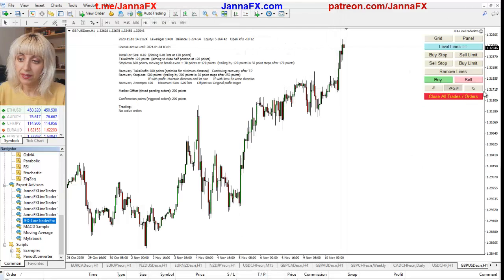So you'll have this panel. That's what it looks like now. You can see it's a little bit different, has a little more color to it, and new buttons. We have new buy and sell buttons, these little arrows, and also the big red button. The level lines are pretty much the same, just with a bit of color now. That's the main panel, and we have shortened the name a little. We now call it JFX LineTrader Pro.